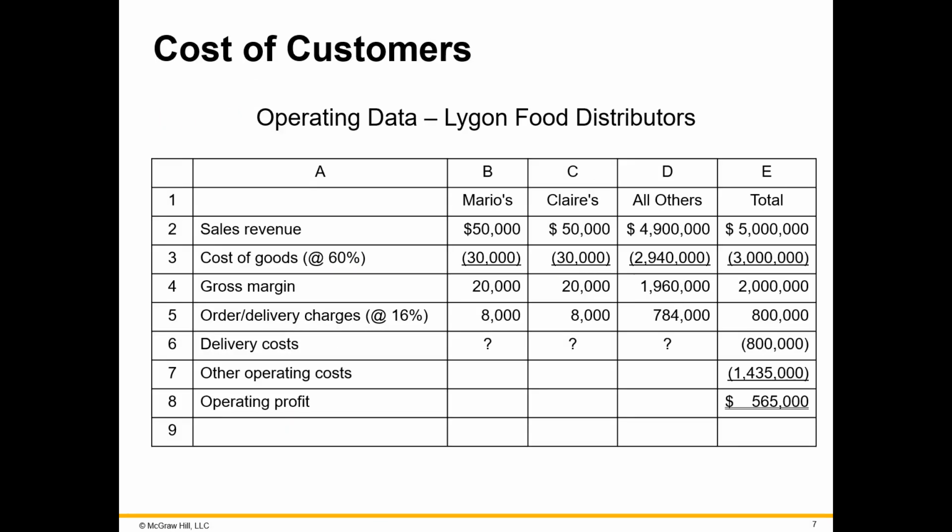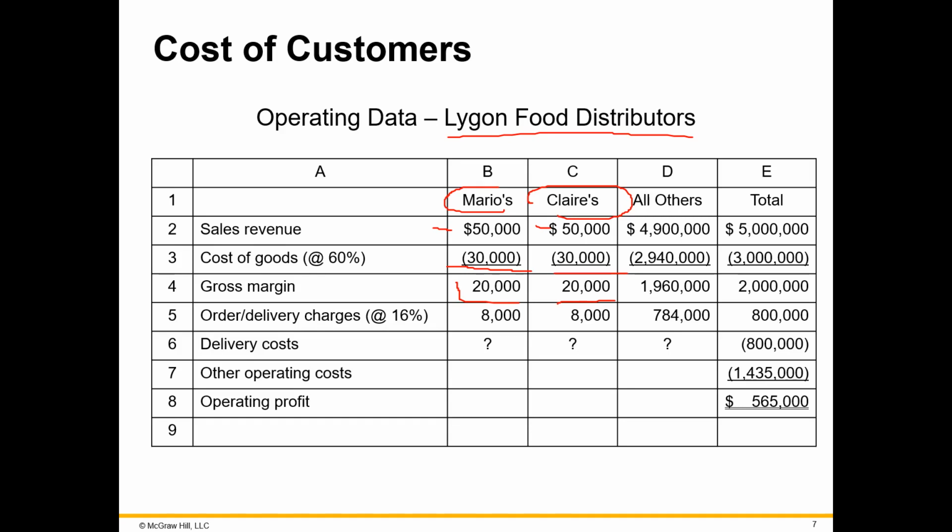This slide gives the example of two customers, Mario's and Claire's, and they are customers of Lygon Food Distributors. Both of these customers buy $50,000 of goods from Lygon, and the cost of goods sold, the profit margin, is going to be the same for both. So both customers give the company a gross margin of $20,000. So from a brief overview, it looks like Mario's and Claire's are about the same type of customer profitability towards the company, but we're going to dive into the numbers a little bit deeper.